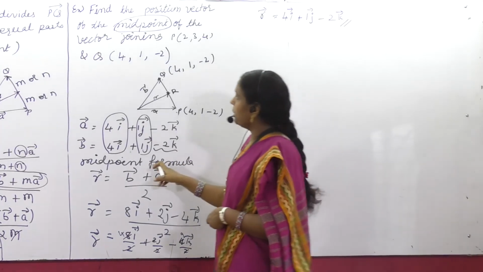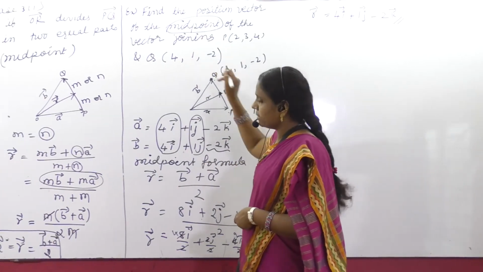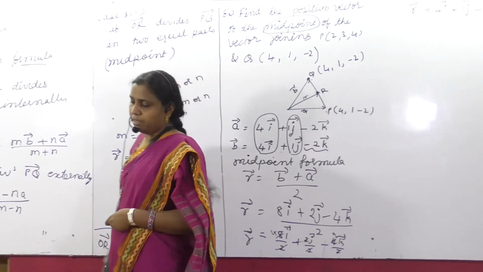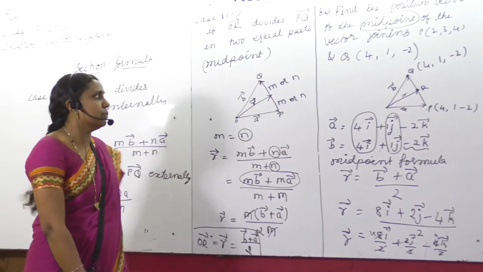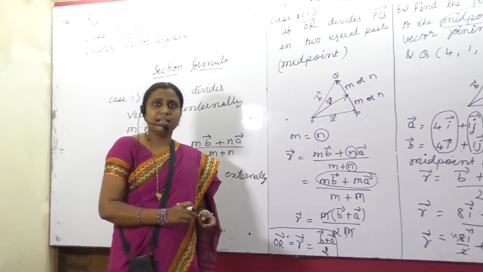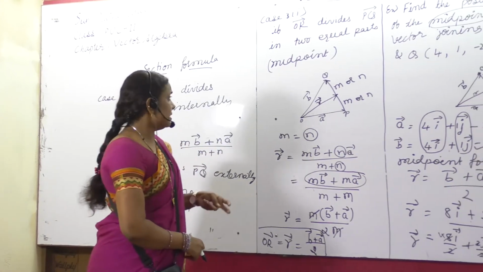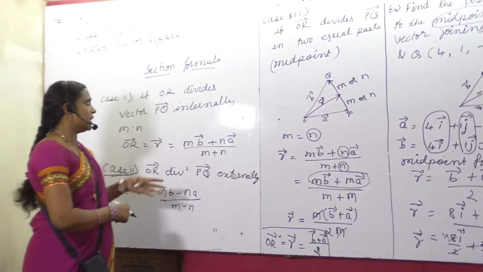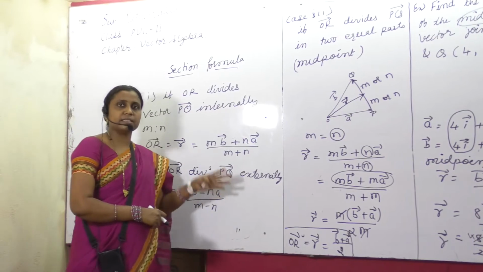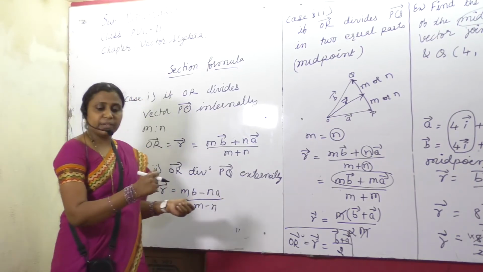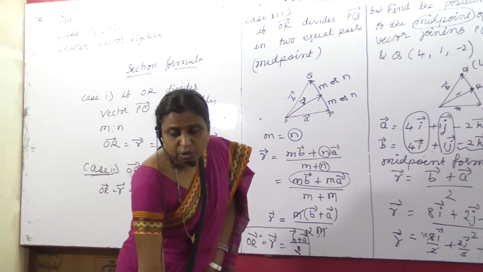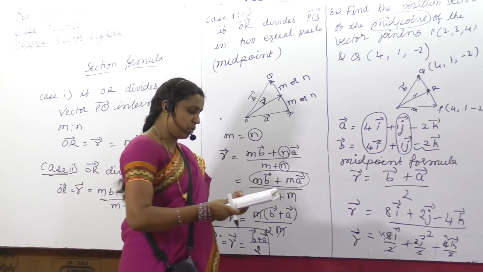Why have we taken the midpoint formula? Because they are saying it cuts into two parts. That vector r cuts PQ into two parts. That's why the midpoint formula is applicable. If it makes the sections internally in the ratio or externally in the ratio m is to n, it will be given very clearly. Accordingly, we need to use the formula.